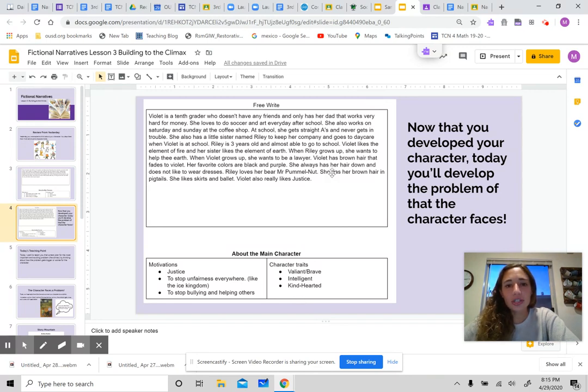So now that you've done all this work in lesson 2, you're going to start to develop the problem that this character faces. So you guys didn't already start writing about the problem. You were just writing about your character mostly and how they are and what they're like. But today you're going to get the opportunity to really think about what kind of problem will this character face, and what will you learn about the character as they face that problem and hopefully solve that problem.